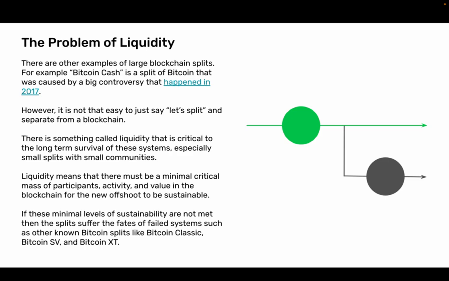If these minimal levels of sustainability are not met, then the splits suffer the fates of failed systems such as other known Bitcoin splits like Bitcoin Classic, Bitcoin SV, and Bitcoin XT.